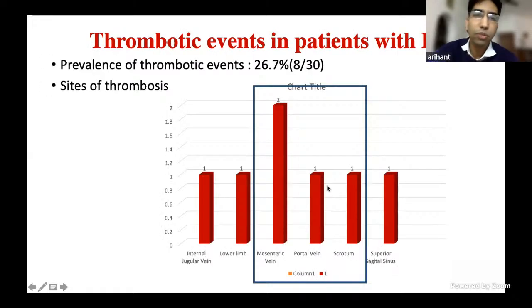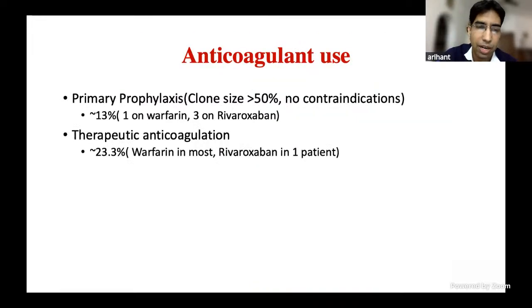Coming to the thrombotic events, the prevalence of thrombosis in this cohort was around 26.7%. 8 patients had thrombosis. The commonest sites of thrombosis were abdominal: mesenteric vein, portal vein, and scrotum. Few others were lower limb, internal jugular vein, and superior sagittal sinus. There were 2 arterial thromboses: one patient had a cerebral artery thrombosis, a lacunar infarct, and the other had a celiac artery thrombosis.